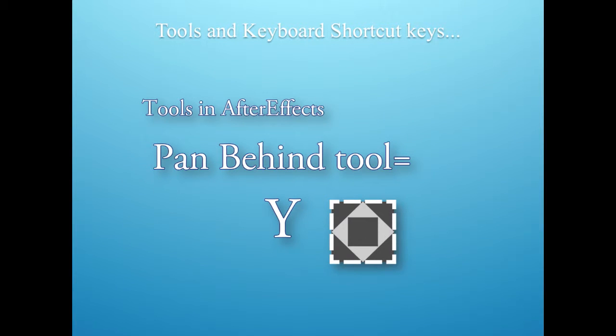The pan behind tool, you press Y, and then you get this box with a diamond in another box. And this is what you use to move the rotation point or the transformation point when you want to make sure that the center of the image or the layer is where you want it to be. So you can rotate around a particular area, or you can have something transform from one particular point.